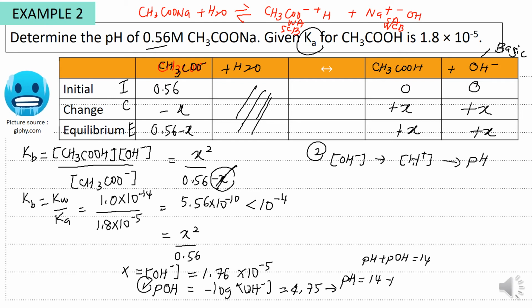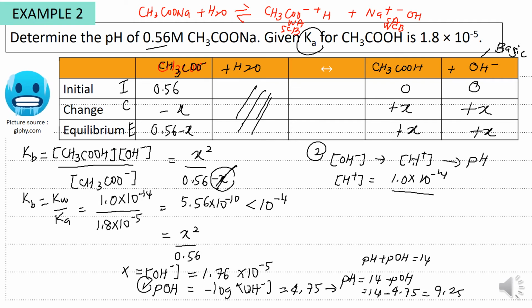So you will get 9.25. Similar to the second option, for the hydrogen ion, you find the hydroxide ion, where hydroxide ion will be 1.0 times 10 to the power of negative 14 divided by the hydroxide ion concentration, 1.76 times 10 to the power of negative 5.